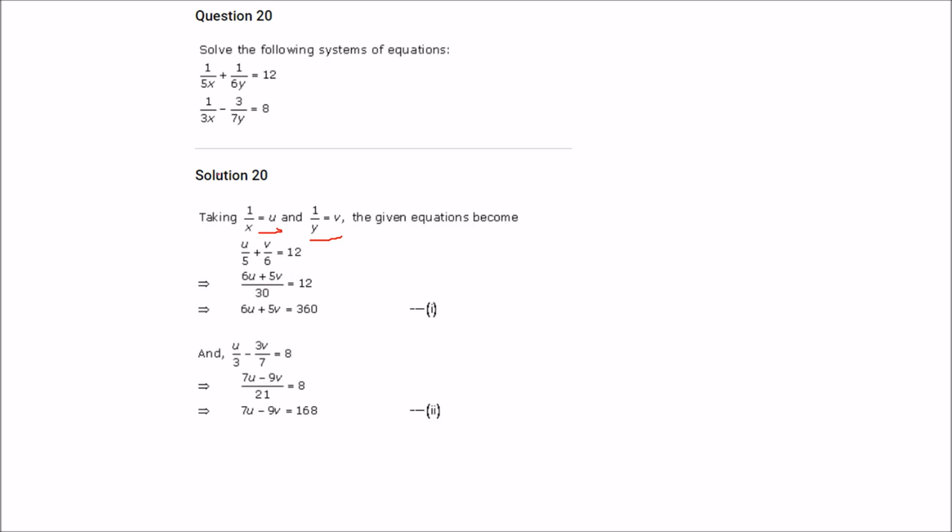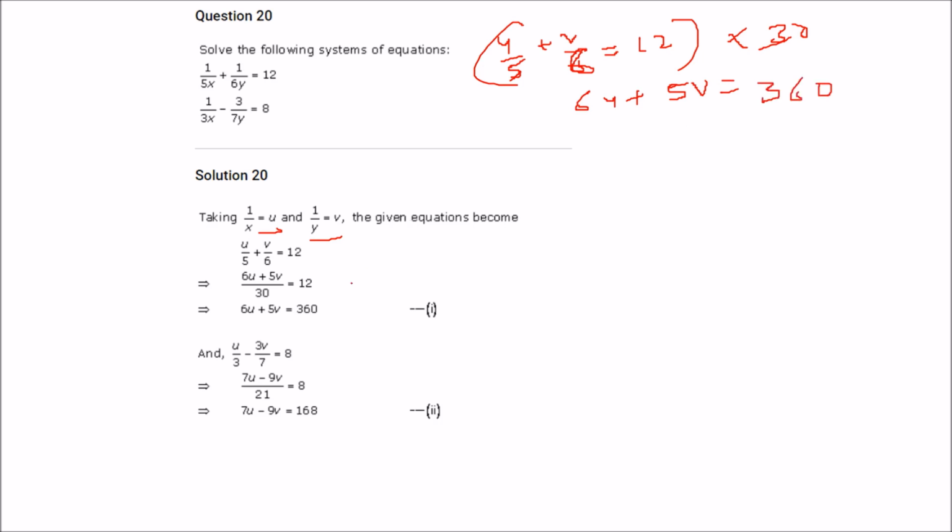See, if this is u by 5 plus v by 6 equal to 12, now 5 and 6 is there, so just multiply them. 5 sixes are 30, and multiply the whole equation, every term, by 30. Why have I done this? Because this 5 will cancel 30, 6 times, so you get 6u plus 6 fives are 30, so you get 5v equal to 12 into 30, so you get 360. So this is your first equation.